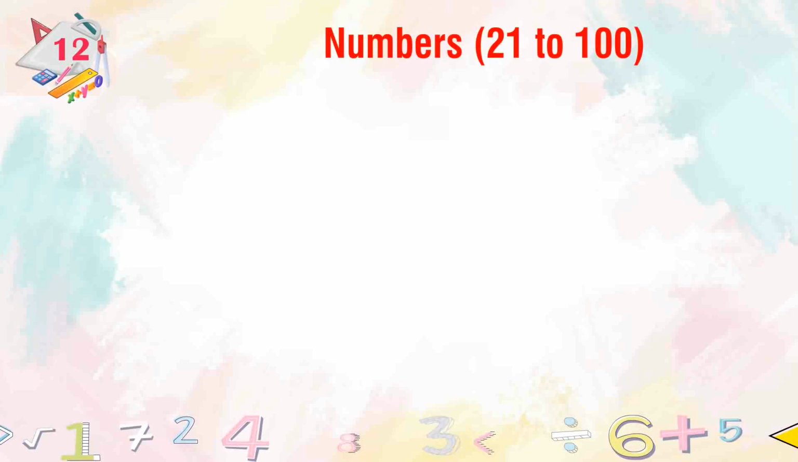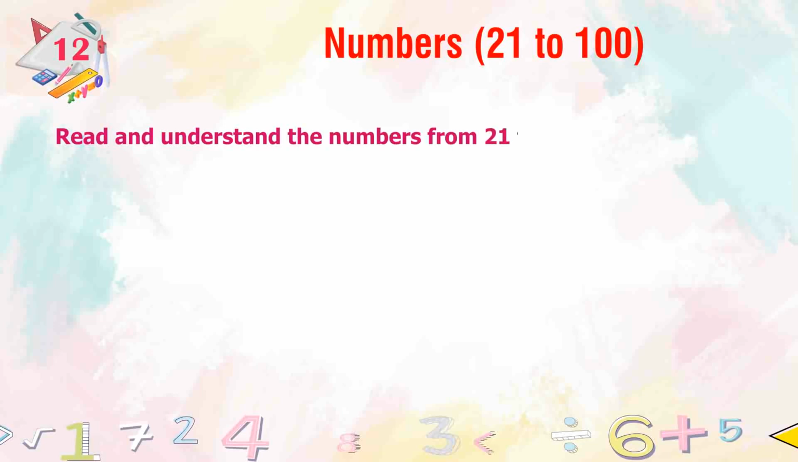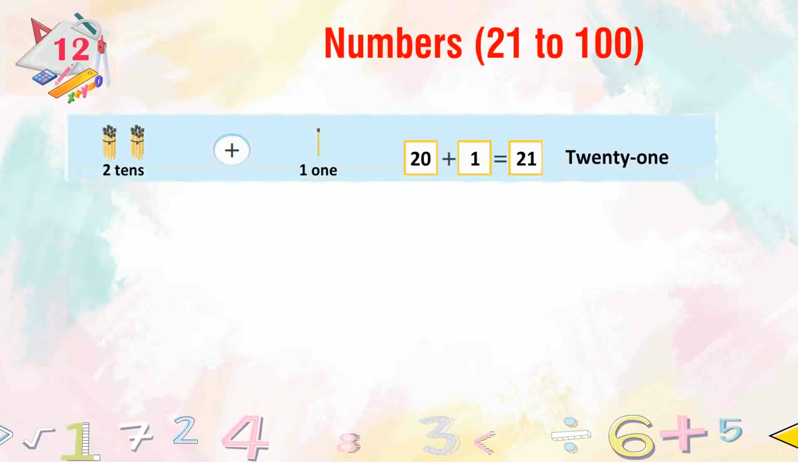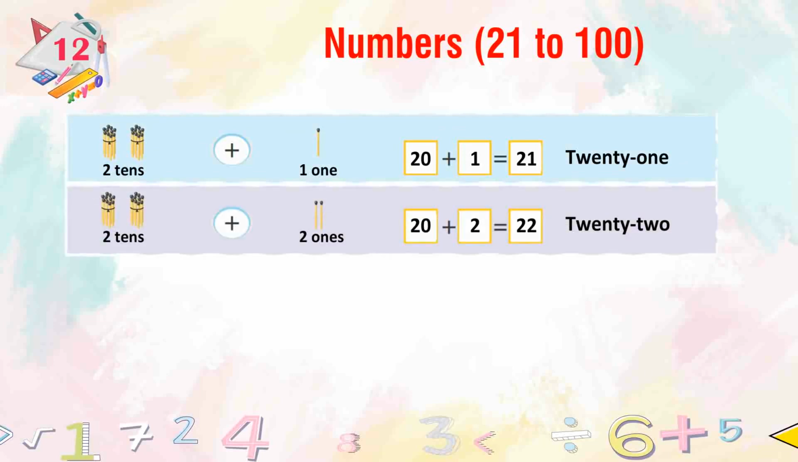Chapter 12. Numbers 21 to 100. Read and understand the numbers from 21 to 30. Two tens plus 1 one, 20 plus 1 is equal to 21. Two tens plus 2 ones, 20 plus 2 is equal to 22.